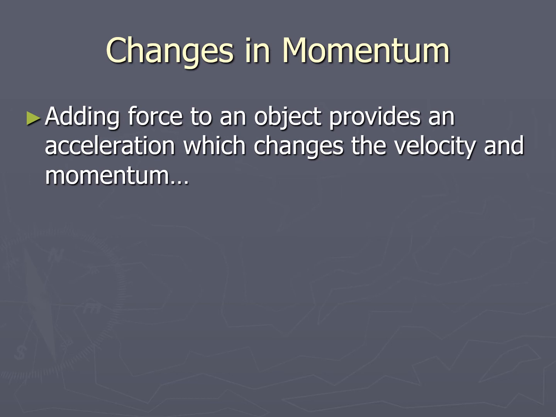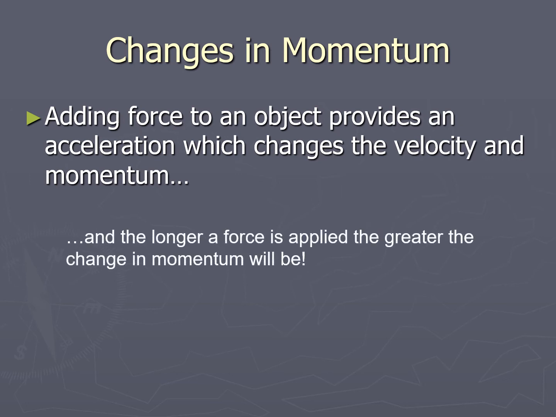In order to have an acceleration, you need to have a force. That's Newton's second law. So adding a force to an object provides an acceleration, which changes the velocity and the momentum. So let's just think about how this is connected. Force creates an acceleration, which changes velocity and therefore changes momentum. And the longer that a force is applied, the greater the change in the momentum will be.